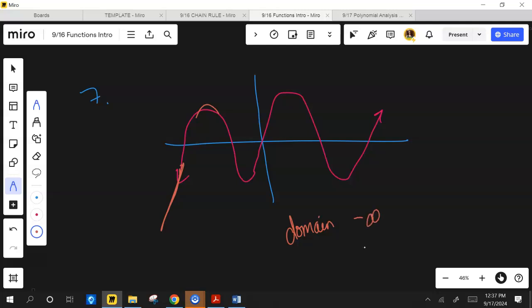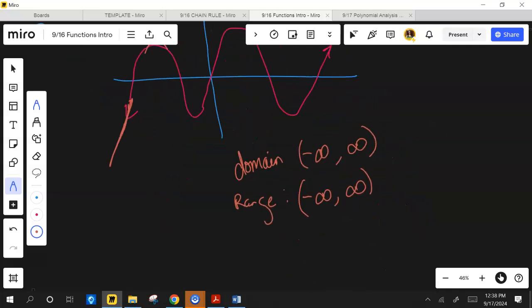It's negative infinity until what? Positive infinity. I've just been doing it so long. How about the range? Bottoms up. Negative infinity. Up to what? What's the highest it goes? Positive infinity. That's exactly right.